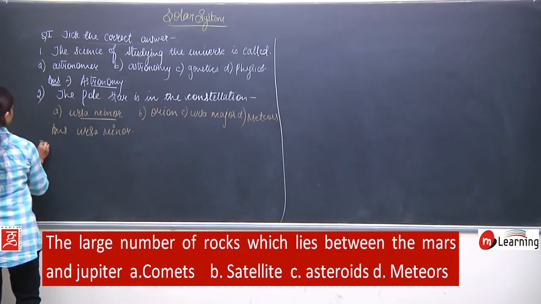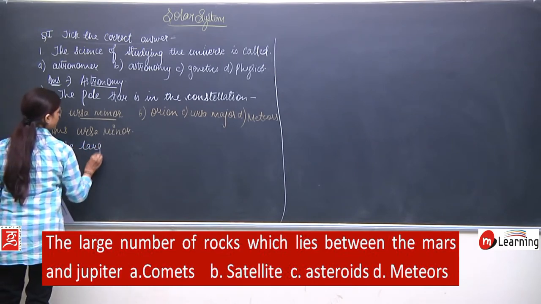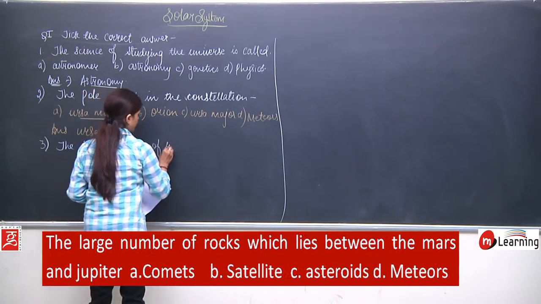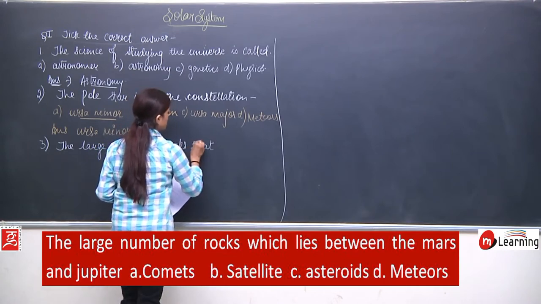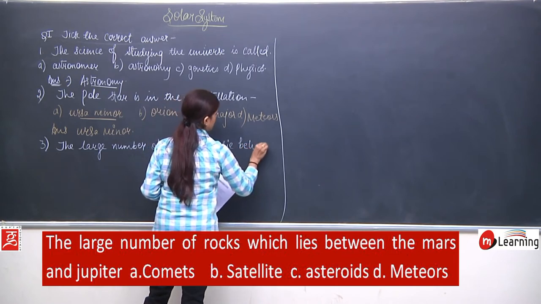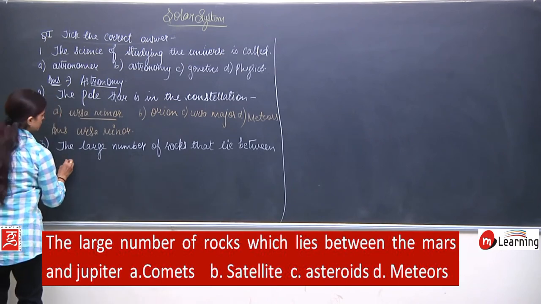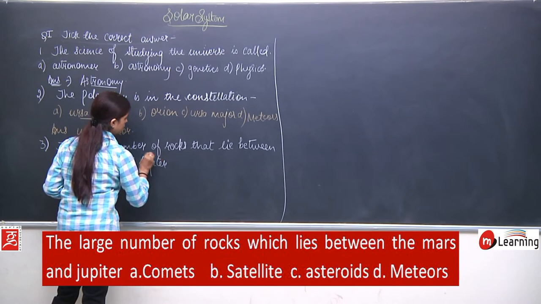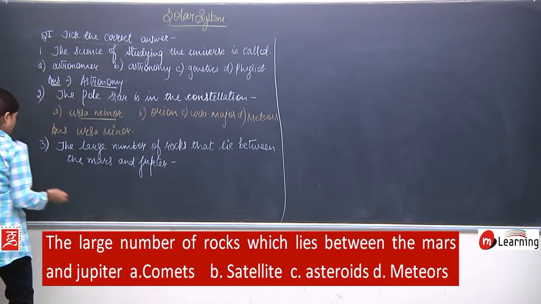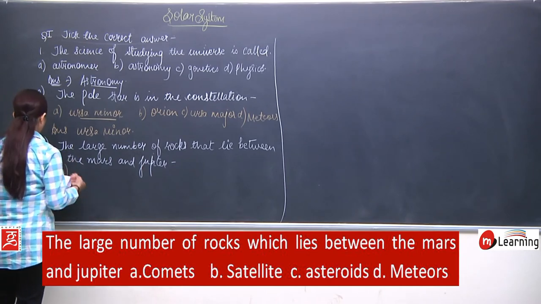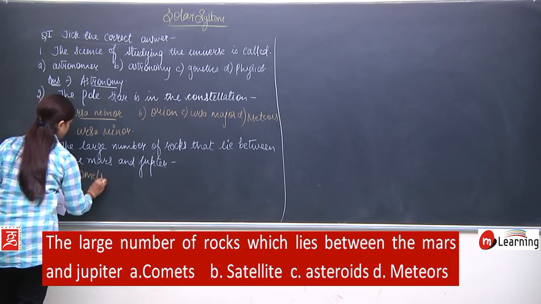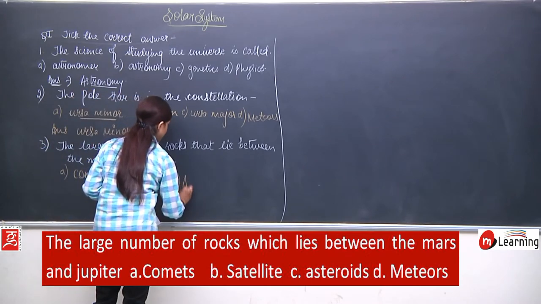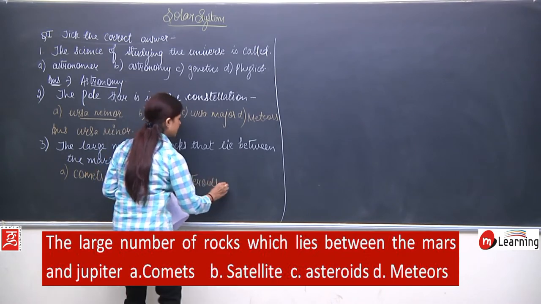So we'll write the question first. The large number of rocks that lie between Mars and Jupiter. Now we'll check the options. What are the options given over here? The options are A, comet, then B is satellite, C is asteroids, and D is meteors.